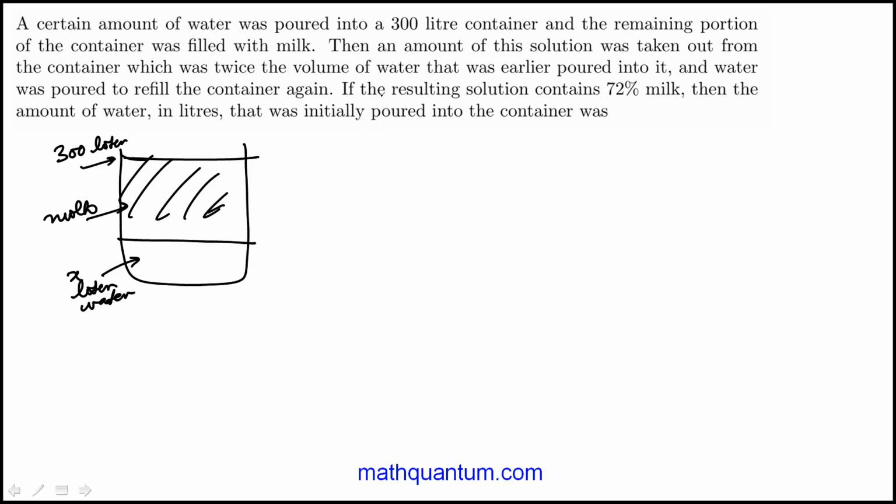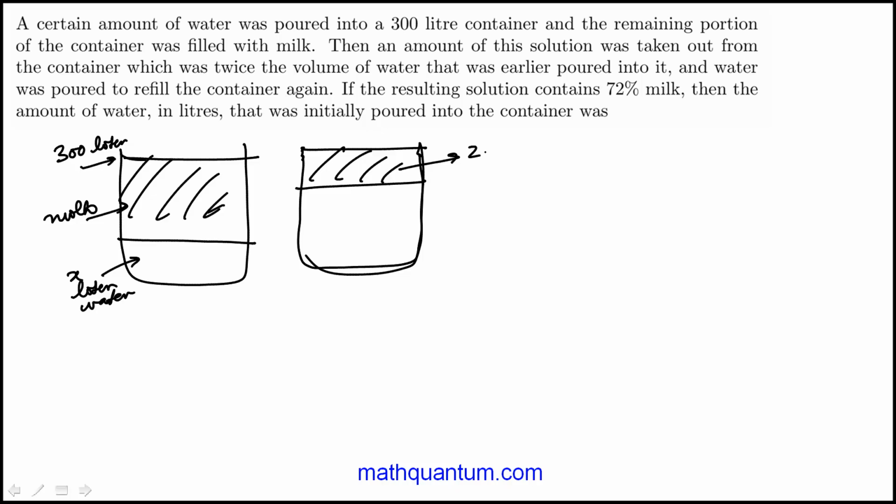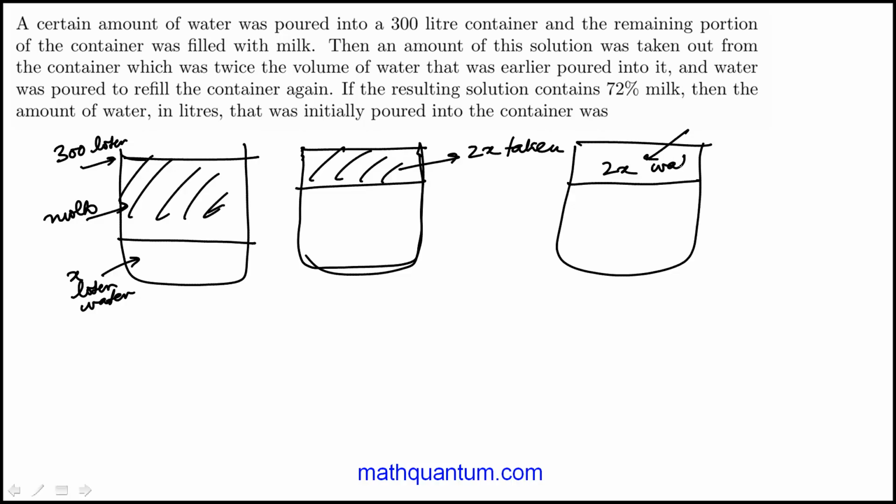Then we're told that an amount of the solution was taken out, which was twice the volume of water that was already poured. So that means 2x taken out. And it's a mixture of water and milk here, so obviously there will be less milk as a percentage. And water was poured in. So we have this scenario where this 2x is water, and that is this mixture here. That's the mixture.